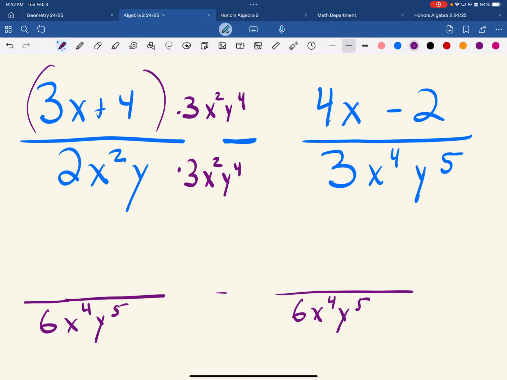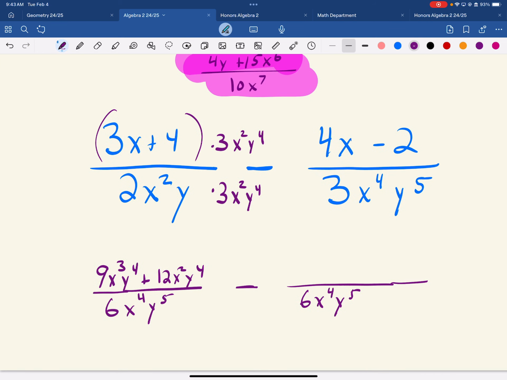Now make sure you distribute this. So 3x squared y to the 4th times 3x is 9x cubed y to the 4th plus 12x squared y to the 4th. Make sure you distribute that 3x squared y to the 4th into both the 3x and the 4. Minus. All right, 3 times 2. I think that's all we have to do, right? But again, make sure you distribute.